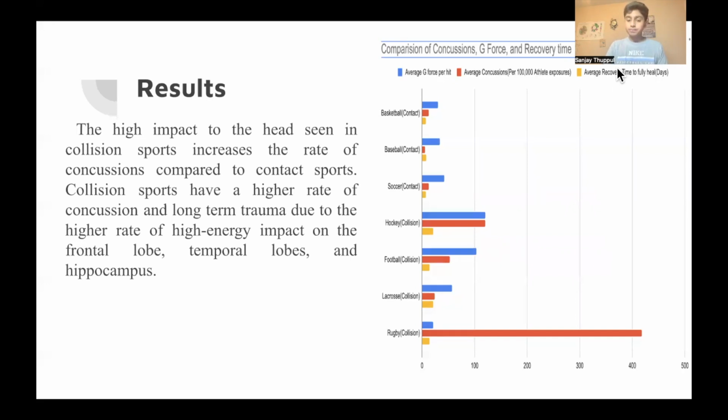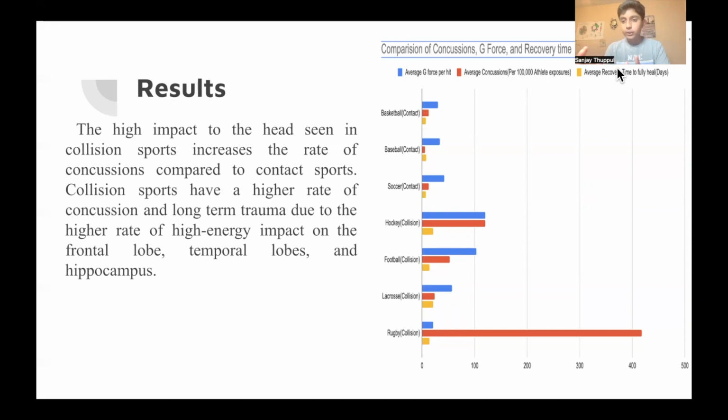One example here is this graph that we have put together using these different data sets and different statistics on these sports. As you can see, the blue represents the average G-force per hit. Now take a look at basketball, baseball, and soccer, our three contact sports, and notice the extremely smaller amount of G-force per hit in these three sports, all averaging around 40 to 50 G-force per hit, and mainly to the head. Now take into account hockey, football, lacrosse, and rugby.